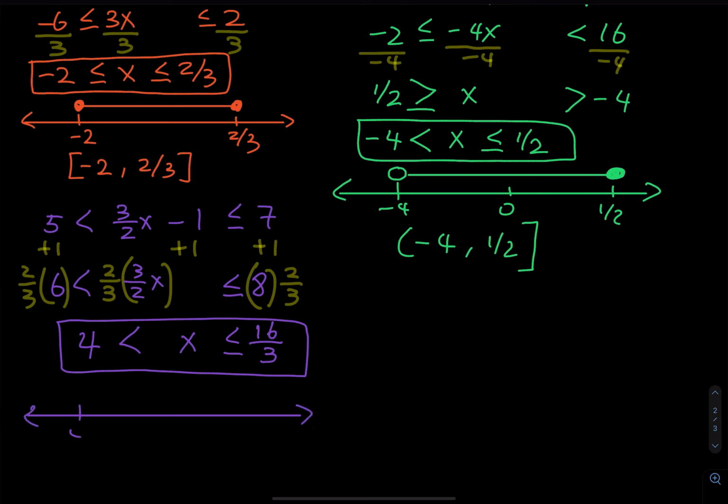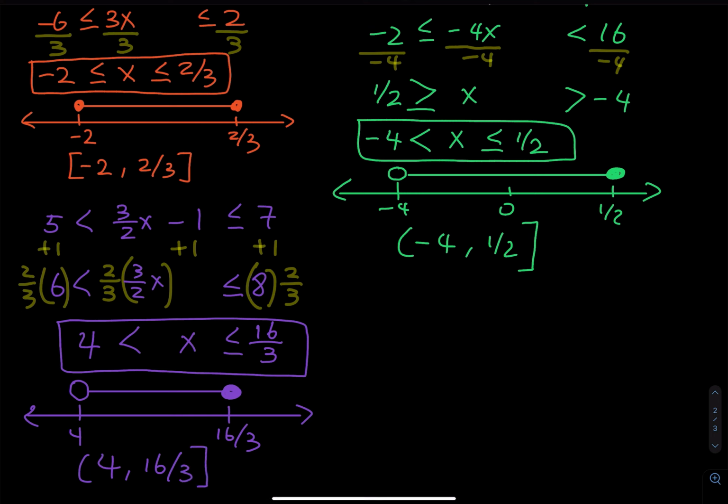So you have a 4, you have a 16 over 3. There is an equal, so we use a solid circle. No equal, then we use an open circle. Connect them. You can make this bigger. So you have a 4, parenthesis, 16 over 3, square bracket.